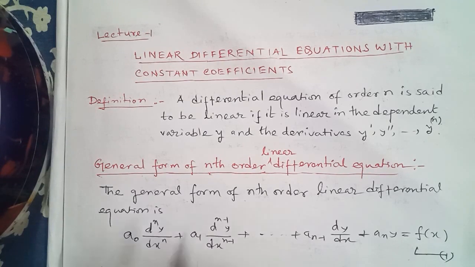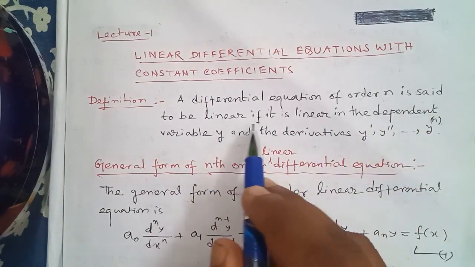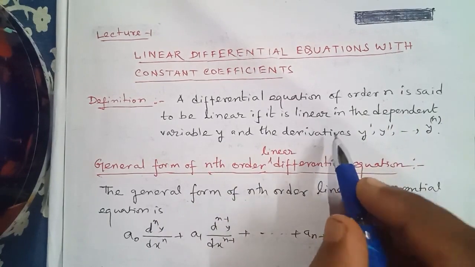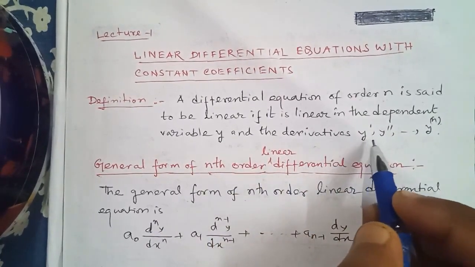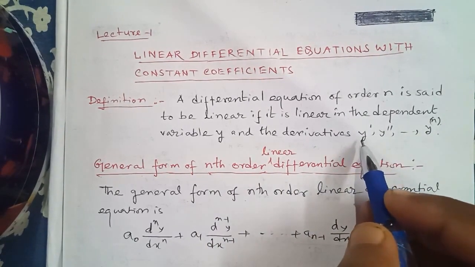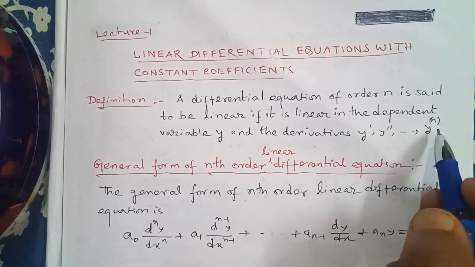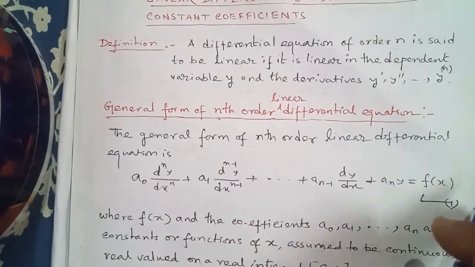What is a linear differential equation? A differential equation of order n is said to be linear if it is linear in the dependent variable y and the derivatives y dash, y double dash, dot dot dot, y^n, meaning the first order, second order and nth order derivative of y, okay? So what is the general form of this linear differential equation?